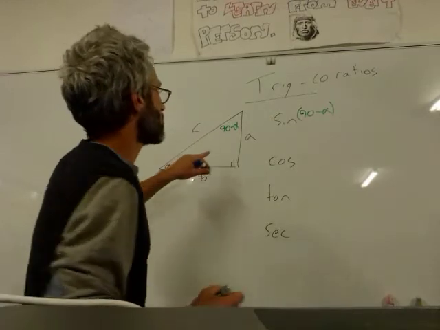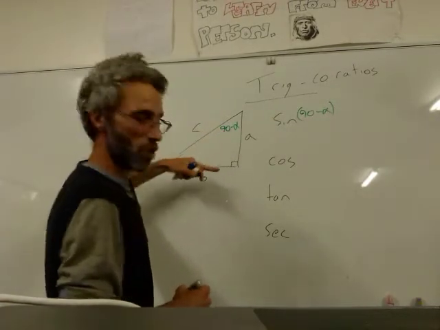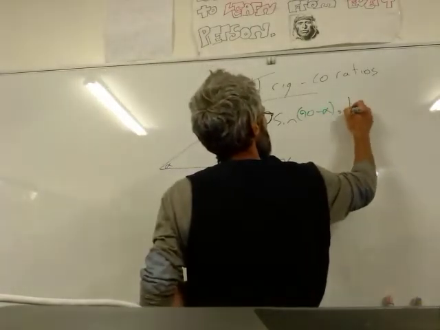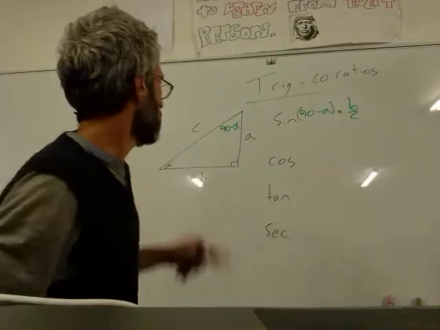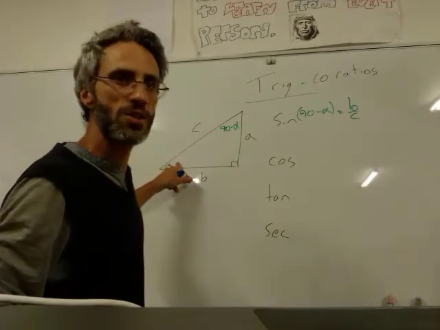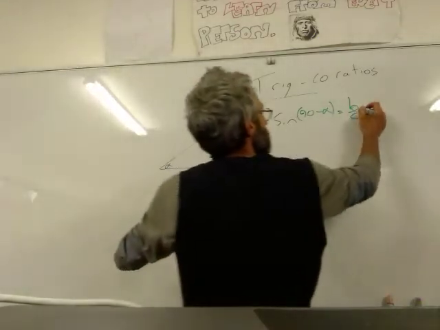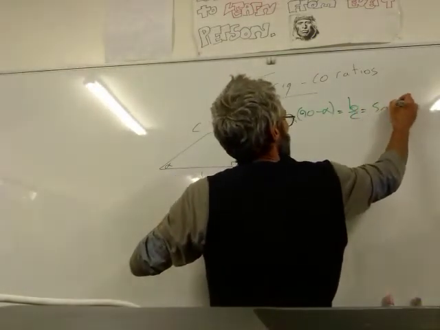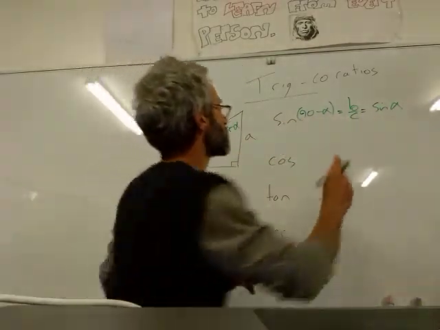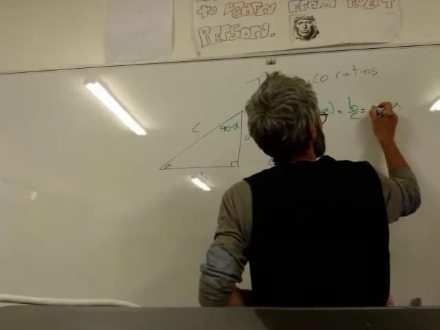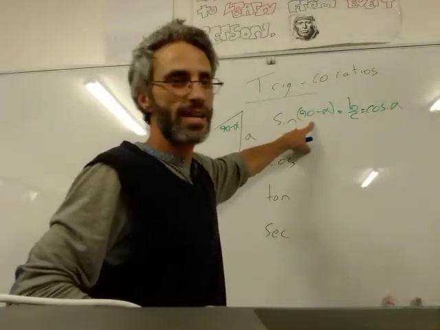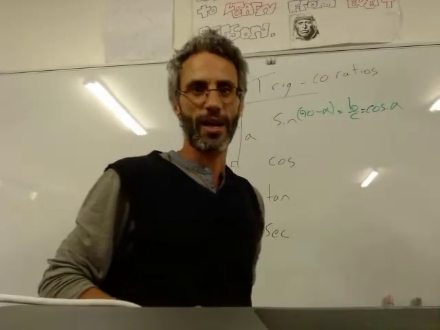Okay, well, sine 90 minus alpha is going to be the opposite to 90 minus alpha divided by hypotenuse. It's going to be B over C. Okay, but B might be opposite to 90 minus alpha, but it's adjacent to alpha. So B over C is also sine alpha. Not sine. Sorry. It's adjacent, so it's cosine alpha. So sine 90 minus alpha is cosine alpha.